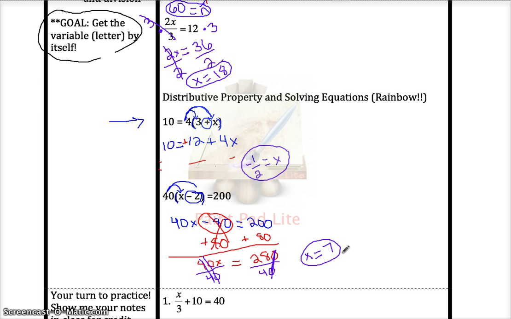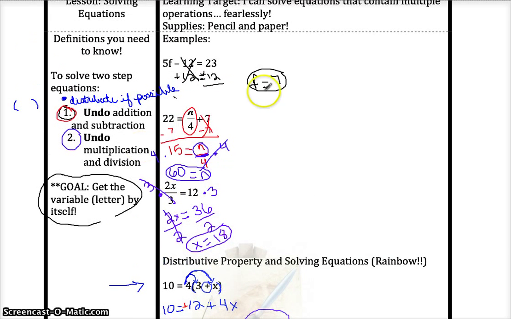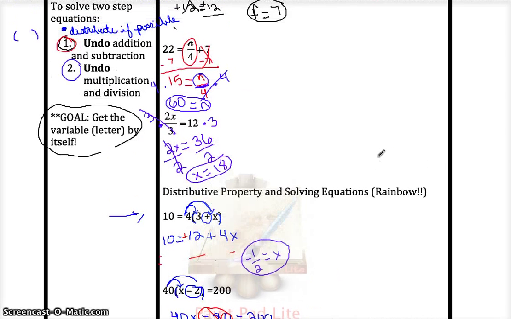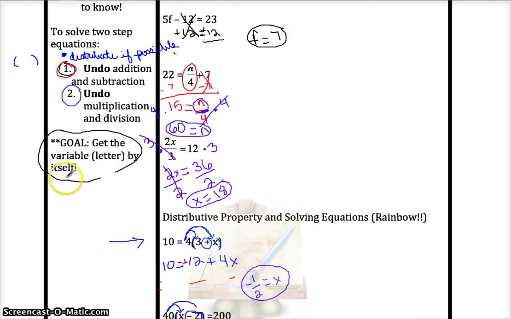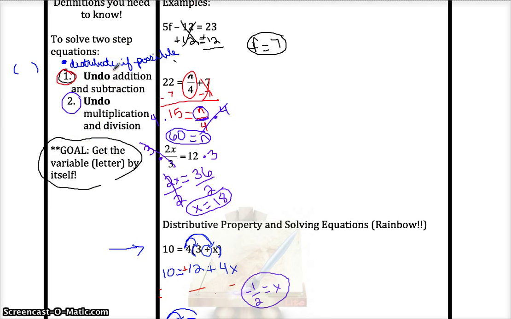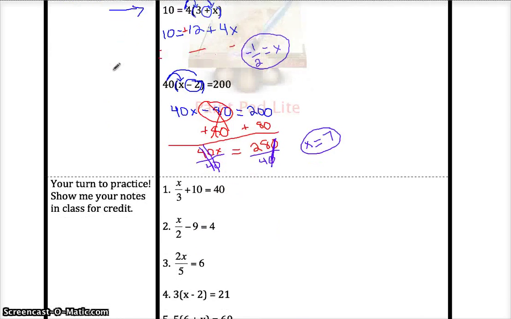All right, so that's just a quick review on how to solve two-step equations and then how to do distributive property inside equations. Your goal is always the same. It's to find the variable and get it by itself. No matter what, that's always your goal. And then the only other new step is that you might need to distribute if there's parentheses. You have to distribute if possible.